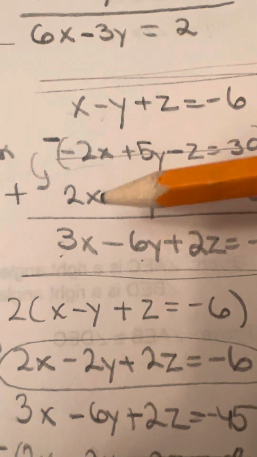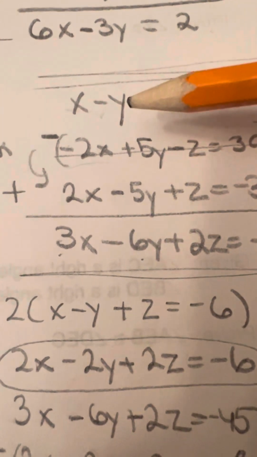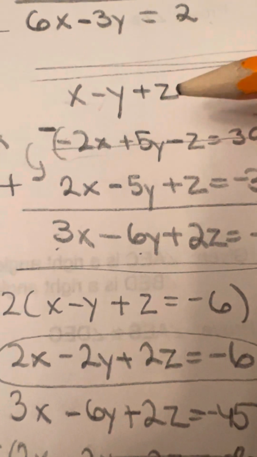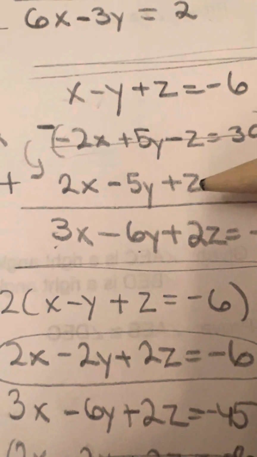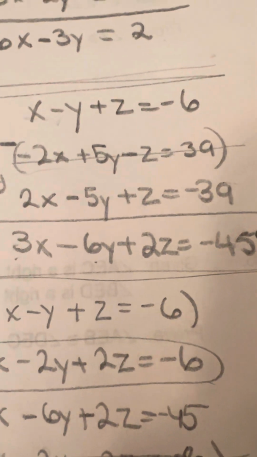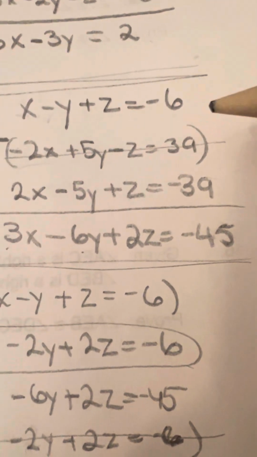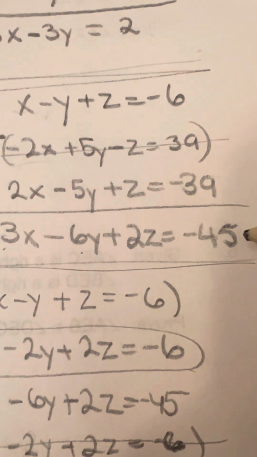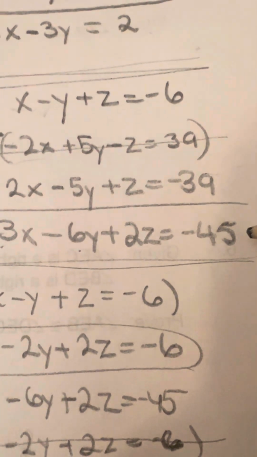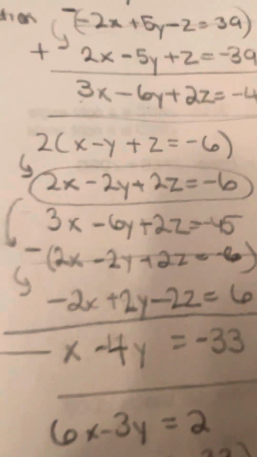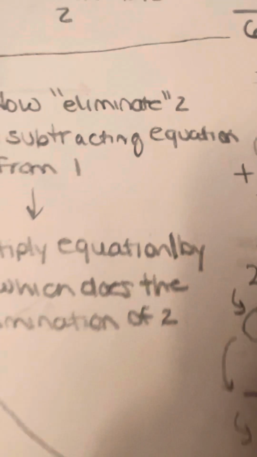x plus 2x is 3x. Negative y minus 5y is negative 6y. The z plus z is 2z. You're probably thinking, well, why did you do that? Because you didn't eliminate anything. Just relax. Negative 6 minus 39 will give me negative 45. So this is now going to be considered the next equation. I just wrote this down so you can see.